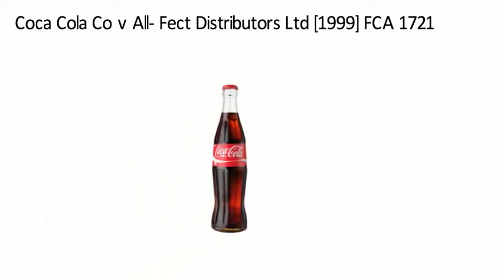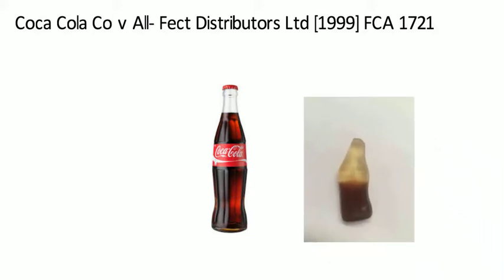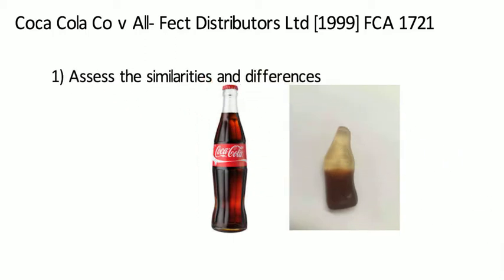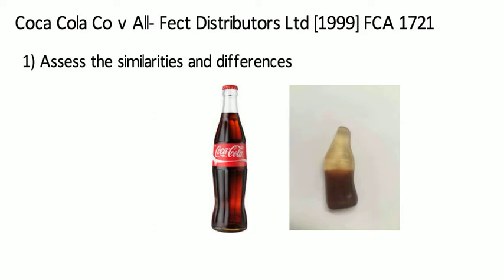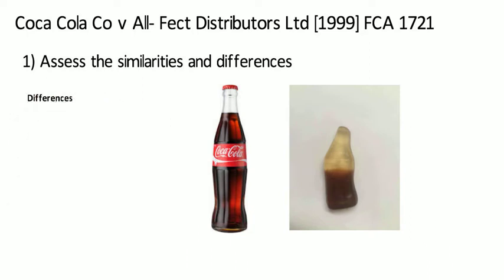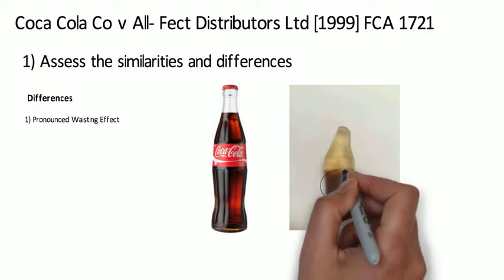Coca-Cola's trademark is a contour drawing of the glass bottle which Coke is traditionally sold in. Allfect Distributors was a confectionery wholesaler that imported and distributed cola-flavored confectionery, which was shaped like the contour bottle and had cola inscribed on it. Applying the test from Justice Windeyer, the two trademarks were compared side by side. These substantial differences were noticed by the judges. When the confectionery was laid flat out, it did not have the pronounced waisting effect.